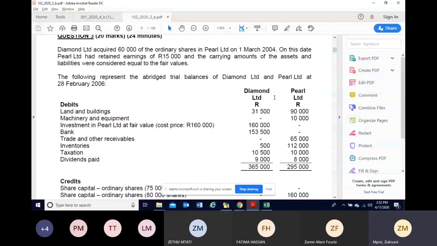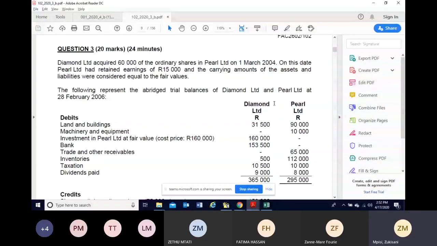So question 3 is 20 marks, 24 minutes. Just want us to attempt it and see how far we can get. It's Diamond LTD. So I'm not sure if you have this 102, but it's very important that you have it. So if you can just take a few minutes to browse through this question, so that we can quickly start on it. I'm giving you net 2 minutes just to be able to go through the whole scenario. Then we can quickly tackle it.